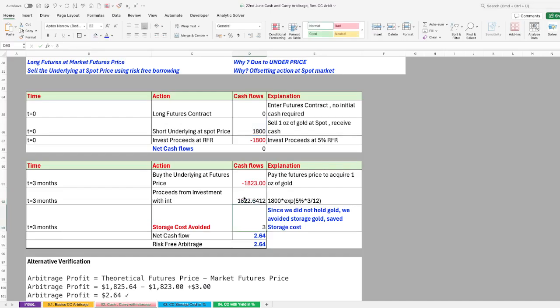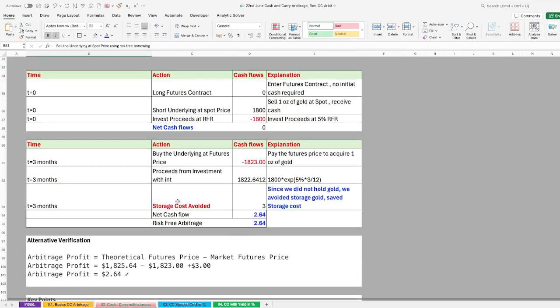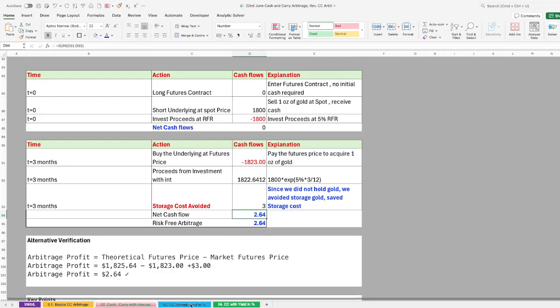And what is the main action here? We have sold the underlying, so we have avoided the storage cost. Avoiding the storage cost means there is a plus 3 here. So you add all the cash flows, and you get 2.64 as the risk-free arbitrage profit from this model.